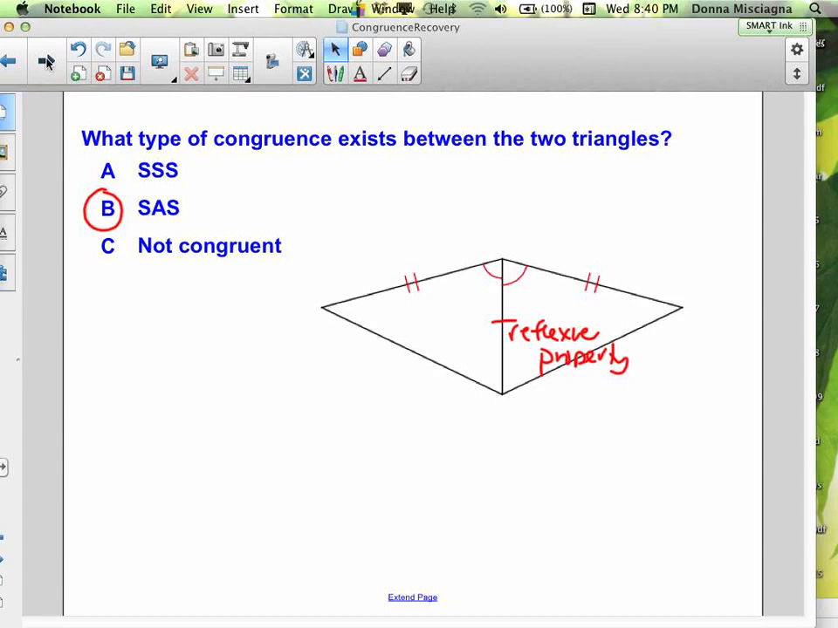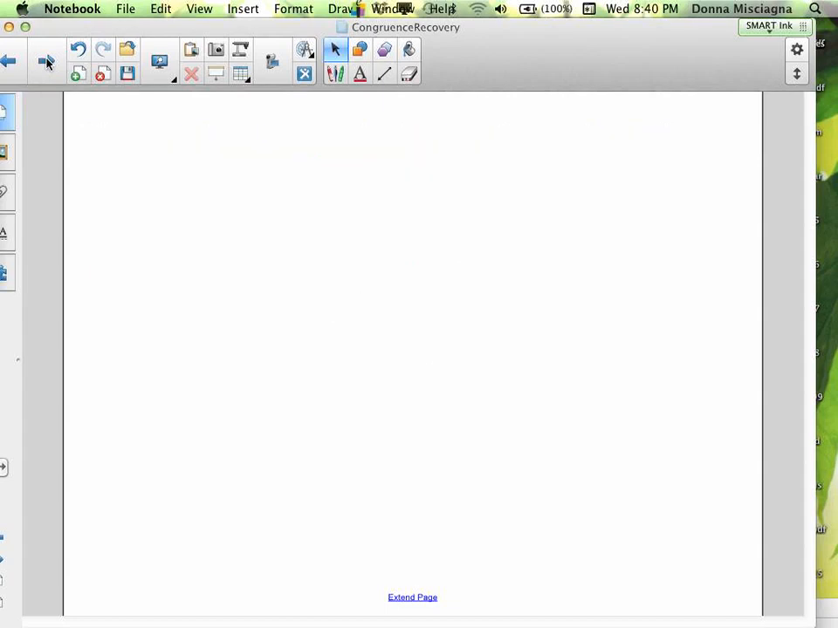And do we have another problem or a blank screen? You guessed it. A blank screen.